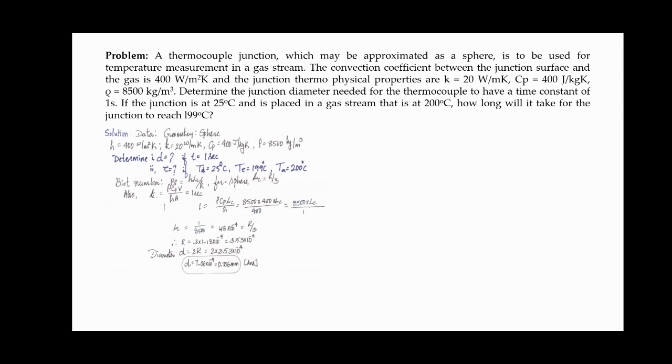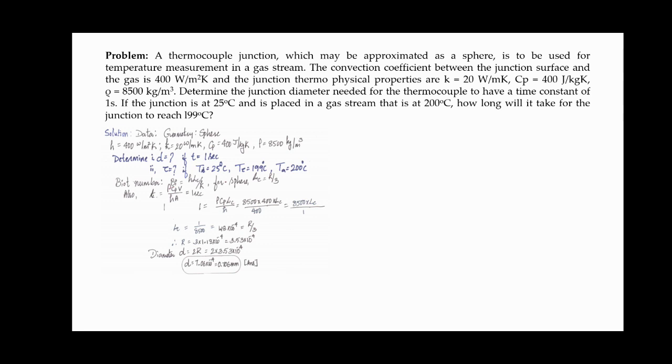Again, whenever we are solving transient conduction problems, first we need to find the Biot number, which is given by h into Lc by K, and for a sphere Lc is R by 3. In this problem, we don't know the radius, we need to find it. So what I will do is, with the help of the thermal time constant, which is given as 1 second, I will find the characteristic length. From that we will be able to find the diameter, and later we will substitute that in the Biot number equation and find out whether the Biot number is less than 0.1 or not. If it is less than 0.1, our approach is correct and the diameter holds good. Otherwise, we need to change our approach.